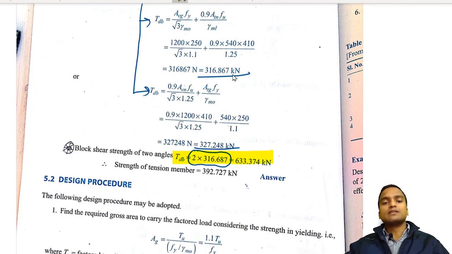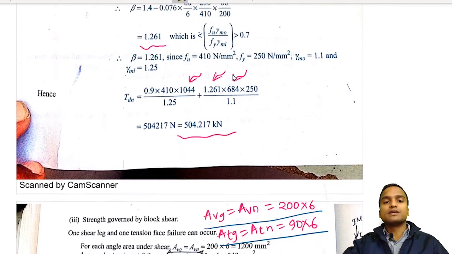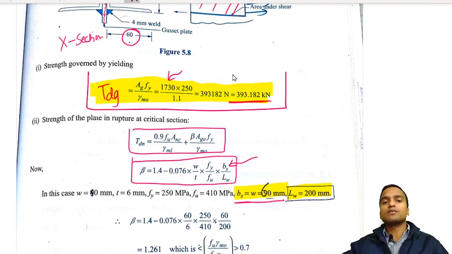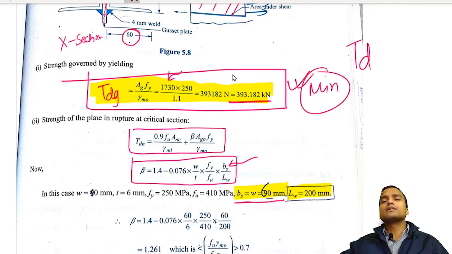Now if we see the minimum of TDG, TDB and TDN, the design strength of the tension member will be equal to 392.7 kilonewton, which is the strength governed by yielding of gross section, and this value will be considered the final design strength because it is the minimum. So this is how we calculate the design tensile strength in different situations: in bolted connection, in welded connection, in staggered pattern of bolting, and in chain pattern of bolting.